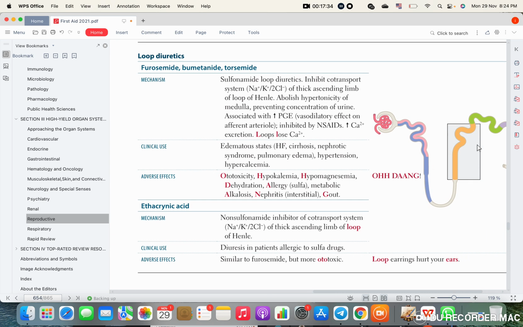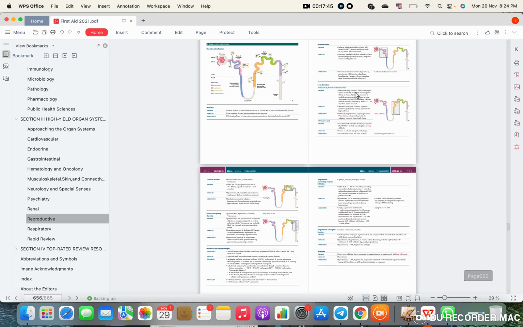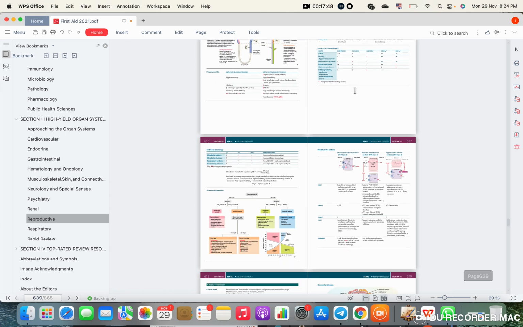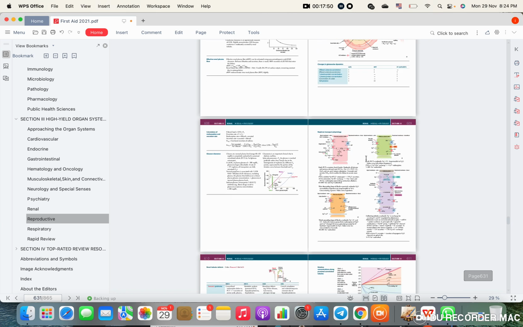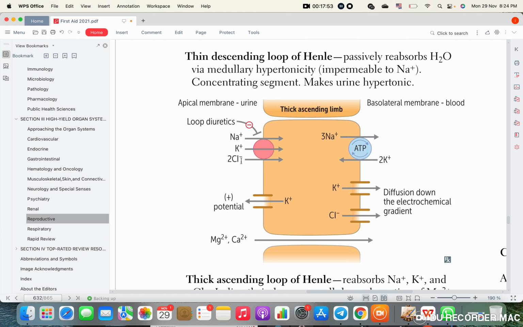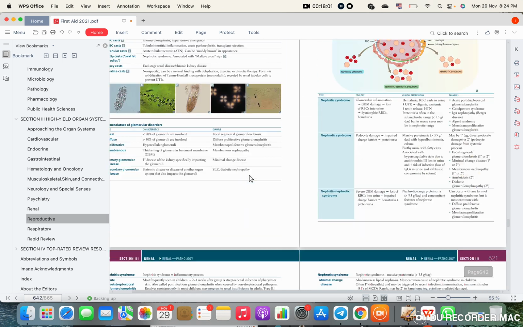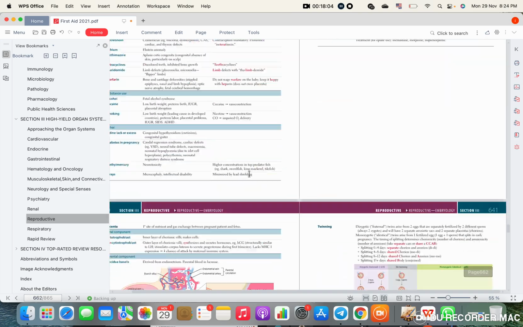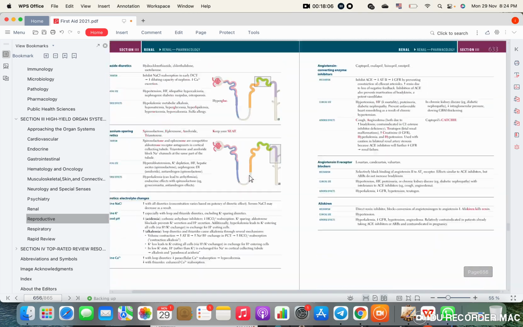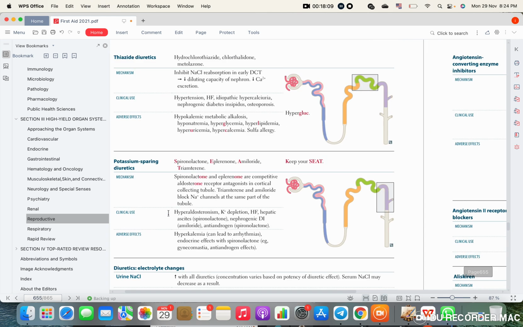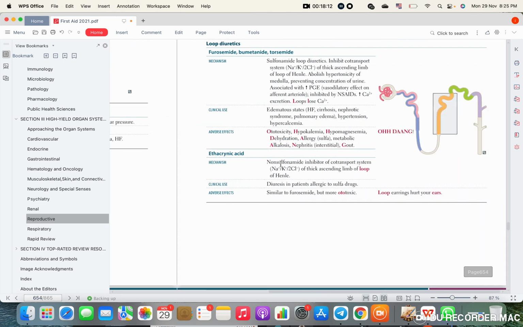Remember that the loop diuretics work at the thick ascending loop of Henle, this area. So they inhibit the co-transporter. What does this co-transporter transport? The sodium potassium 2 chloride pump, which is here. You can see here the sodium potassium 2 chloride pump reabsorbs all of these substances. So loop diuretics will lead to its inhibition, yes? Good. So that will lead to its inhibition.